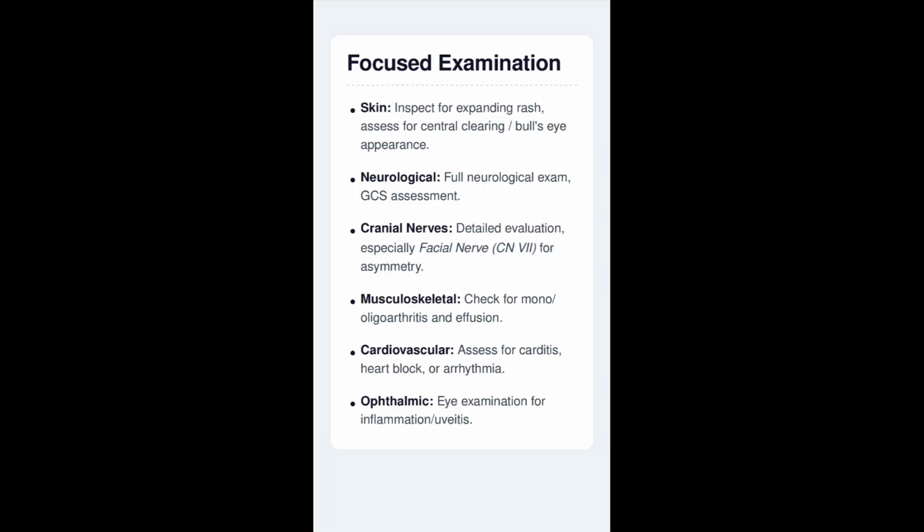Skin examination for rash, whether it is blanching or not blanching. Musculoskeletal examination to look for arthritis. Cardiovascular examination to see whether there is carditis. Detailed neurological examination including the GCS score. Cranial nerve examinations, especially the facial nerve. Eye examination to look for uveitis.